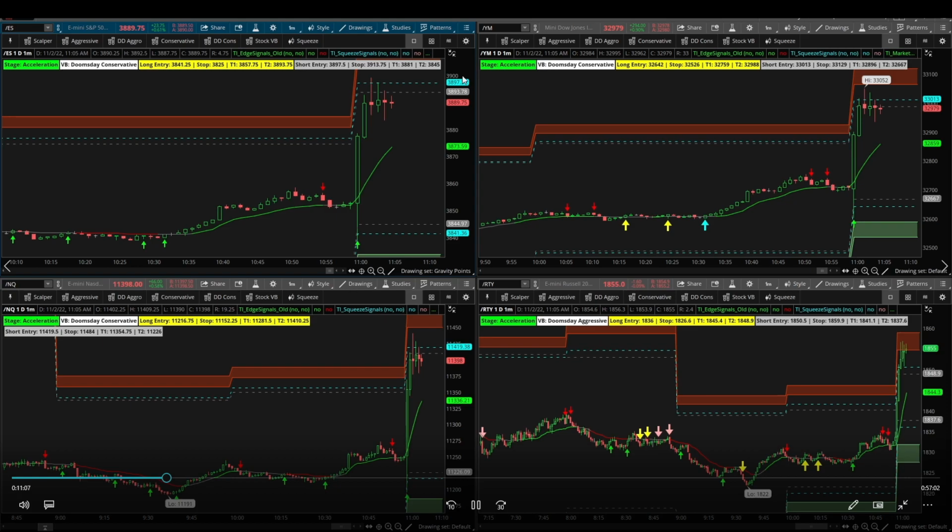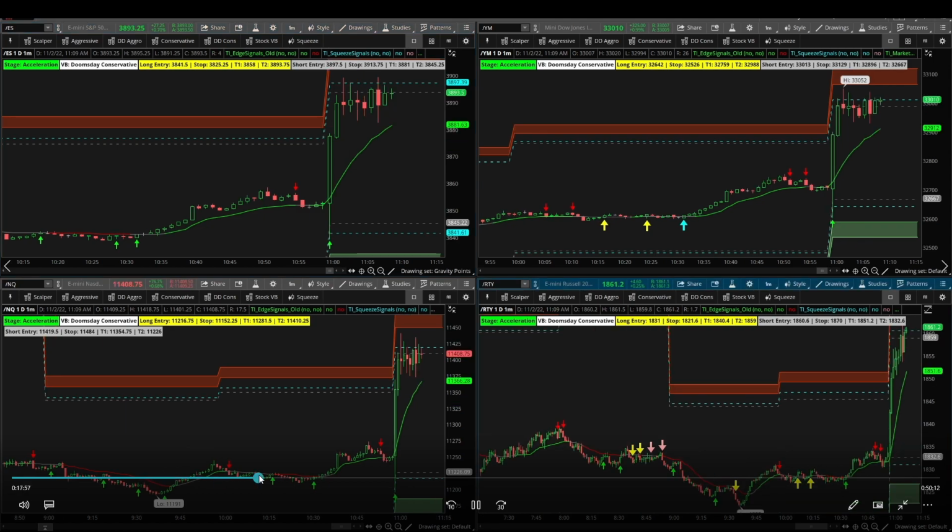We're already on our doomsday conservative models in the S&P futures, the Dow futures, the NASDAQ futures, and the Russell futures are the last one to catch up, which the Russell, a little bit more aggressive there on the doomsday aggressive model still. So in terms of volatility there, the Russell was showing the least amount of volatility on a relative basis to the other 3 index markets.